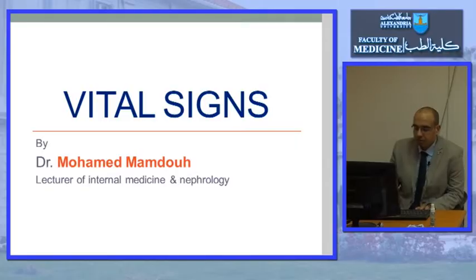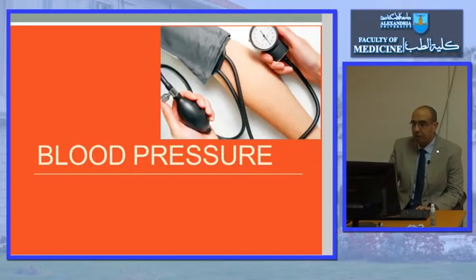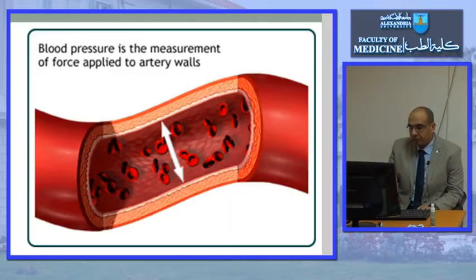Today we are discussing general examination. We will start with vital signs. Vital signs include pulse, blood pressure, temperature, and respiratory rate. Regarding blood pressure measurement, it's very important to know how to measure blood pressure accurately.